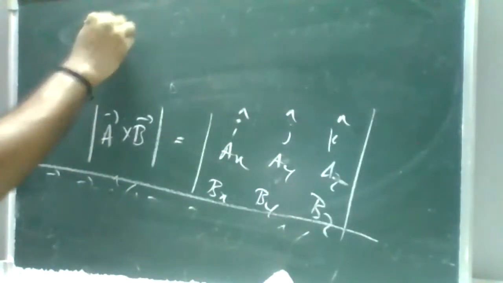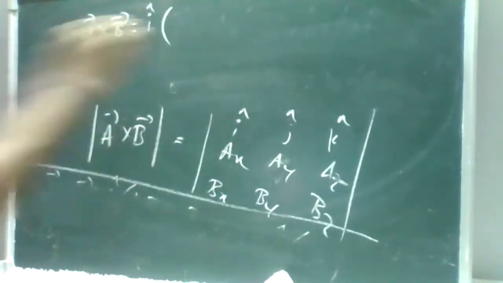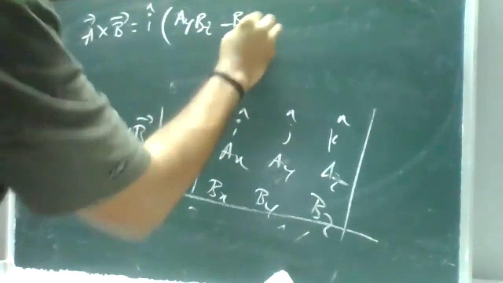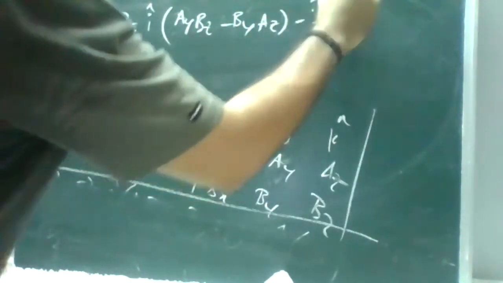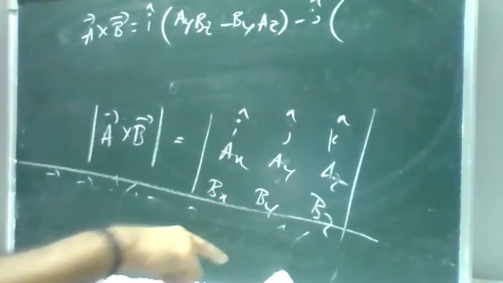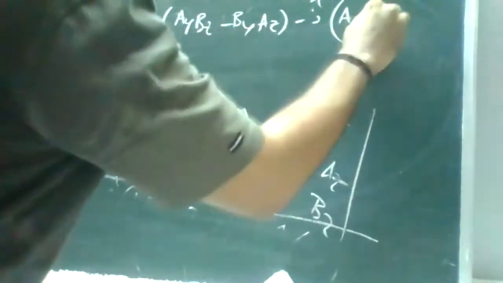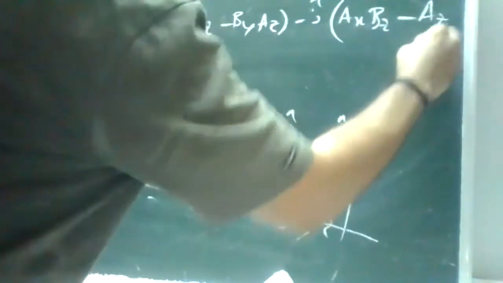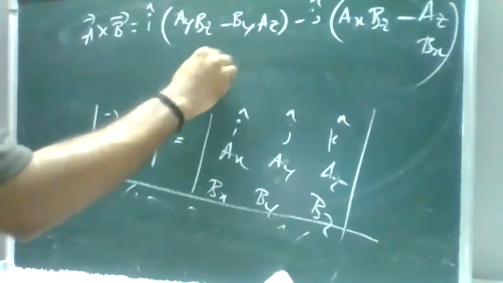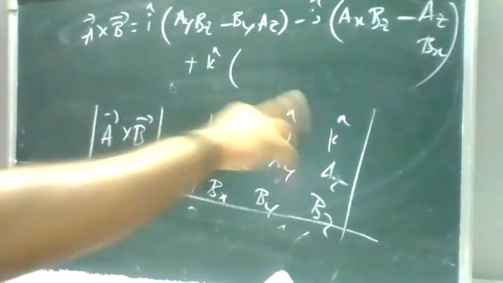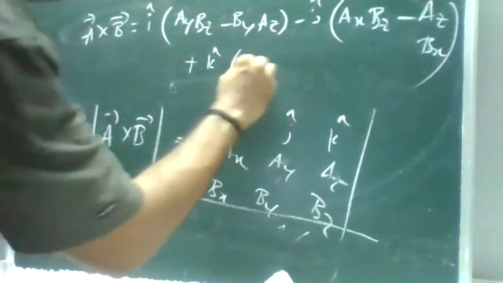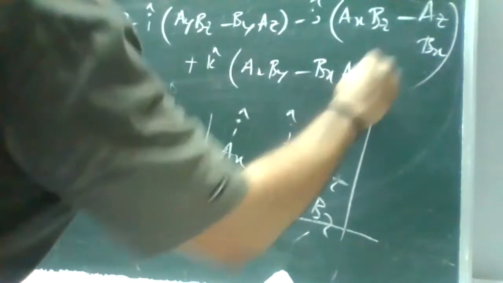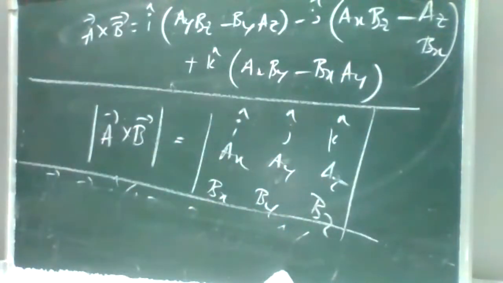A cross B vector is equal to i cap (AY BZ minus BY AZ), again minus j cap (AX BZ minus AZ BX), plus k cap (AX BY minus BX AY), removing the row and the column each time. So this is your vector product relation.